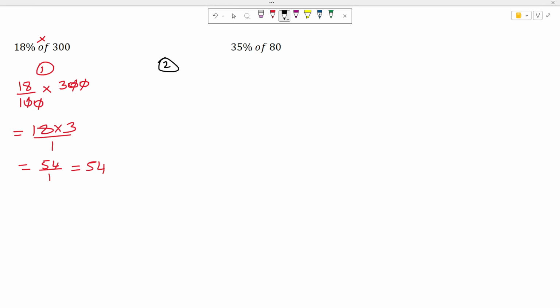Alright guys. Now the second method I want to teach you is changing the percentage into a decimal. Now if we write 18% as a decimal, it is the same as 0.18. They are equivalent, right guys? So what we're going to do now is take 0.18 and multiply with 300. Now let's take a look. So we have 0 times 8 is 0. So everything here will be 0.